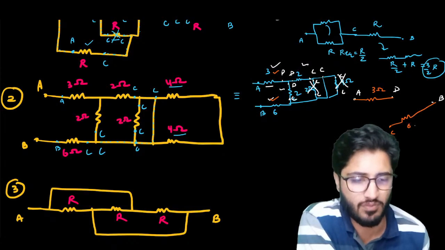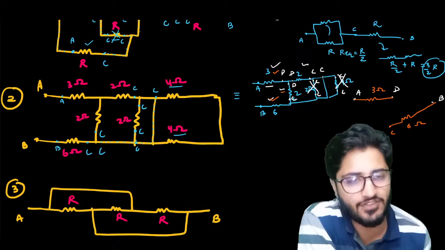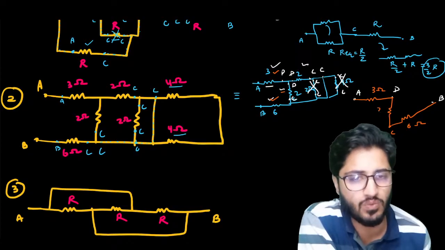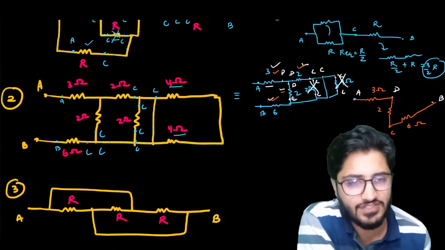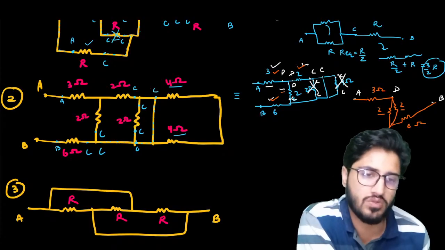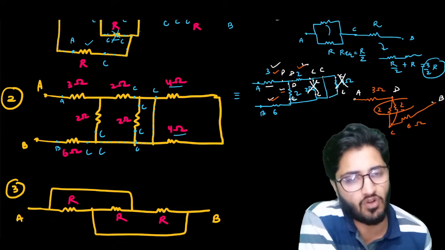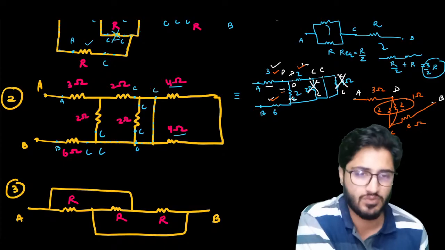B and C is 6 ohm. This two is between B. Look, this is D and C. This one too, D and C. This one is D and C. So D and C is like this. Look, this two are both in parallel, so their equivalent will be 1 ohm. So we have like this now.